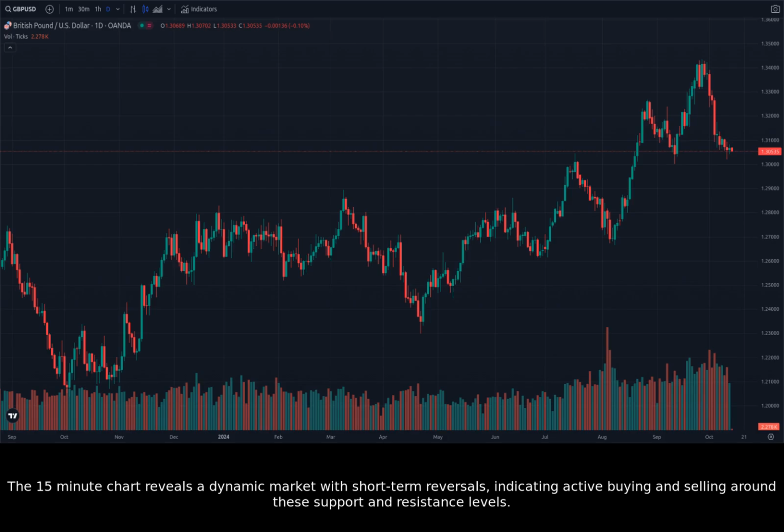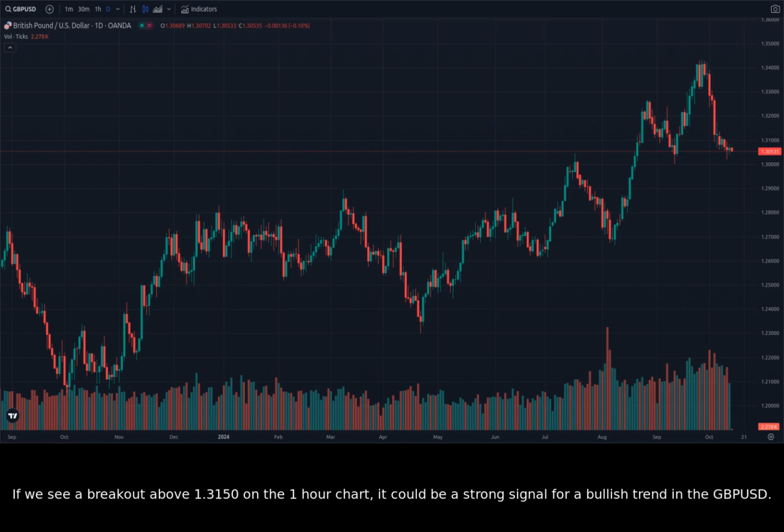support and resistance levels. If we see a breakout above 1.3150 on the 1-hour chart, it could be a strong signal for a bullish trend in the GBPUSD. Conversely, a breakdown below 1.3050 on the 1-hour chart could signal a bearish trend.